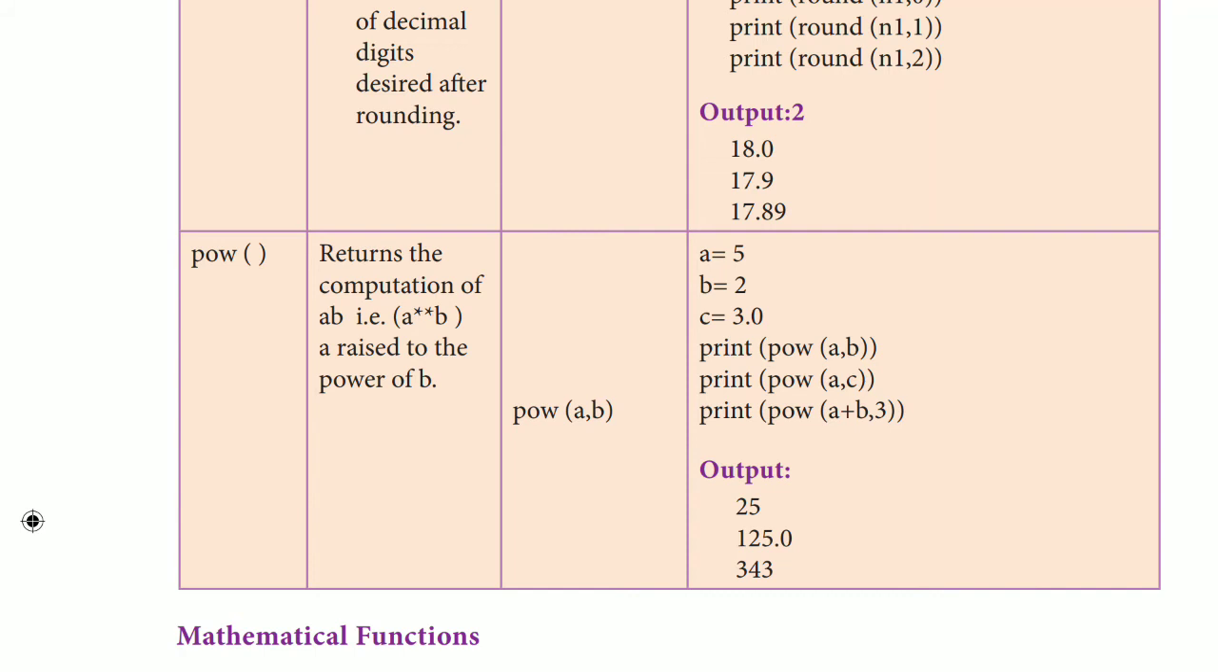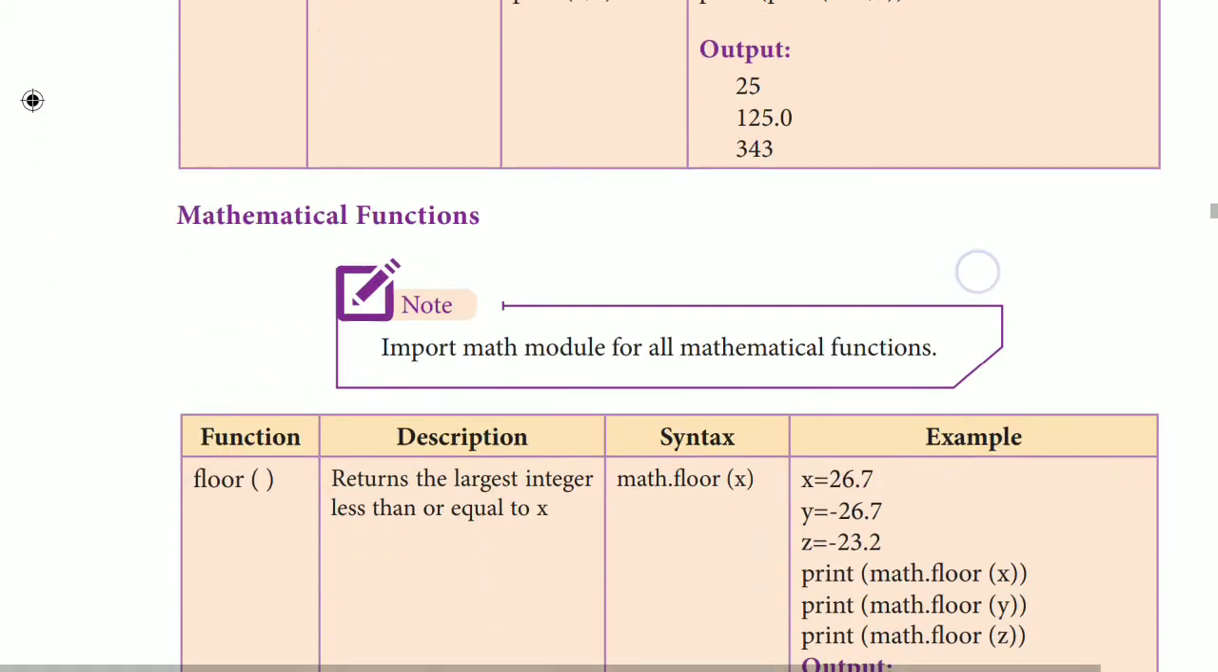A to the power c, that is 5 to the power 3.0, which is 125.0, and a plus b comma 3 means a plus b is 7, and 7 to the power 3 is used here, so that is 343.